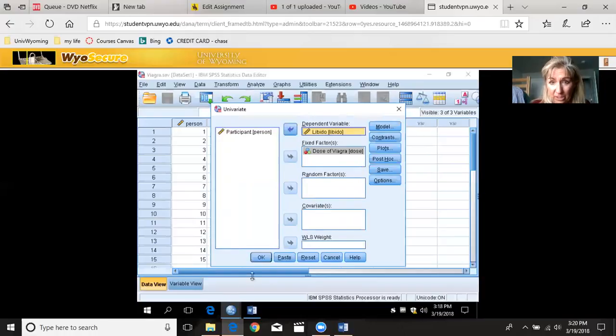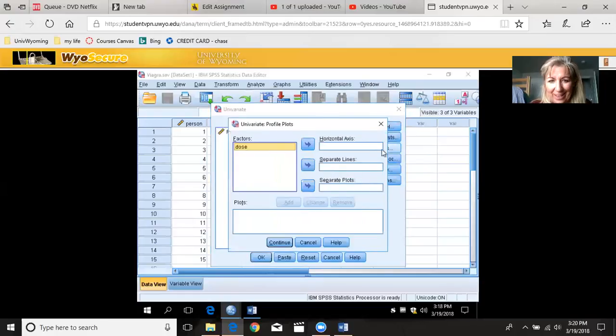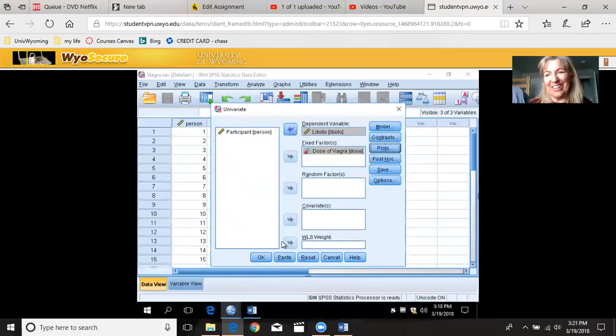Okay, before I click on OK and get my ANOVA, I would like to come in here under plots and just get a plot. I'm going to put dose on my horizontal axis. I'm going to add that. What happens is once I put dose in here, if I add it, it'll show up here in plots, and I'll continue. If you do this, you'll get a nice little graph that demonstrates visually where the different libidos were.